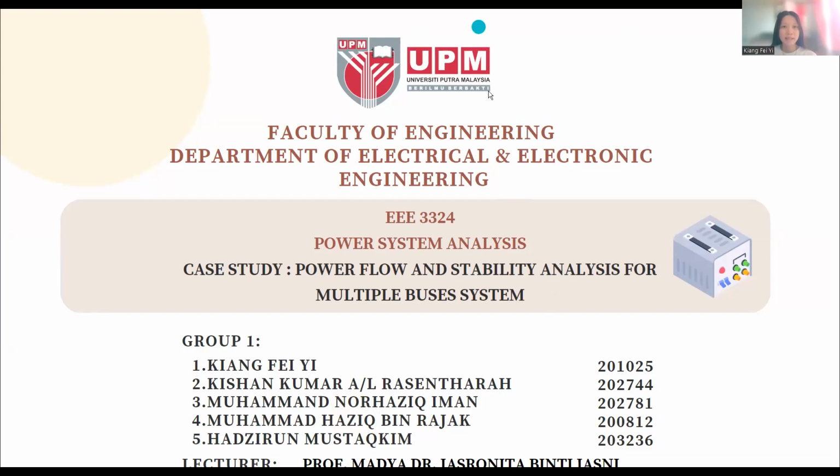So my name is Kian PE and my matrix number is 201025. My name is Muhammad Hazib bin Raja, and my matrix number is 200812. Sorry, my name is Muhammad Noaz Iman. My matrix number is 202781. My name is Hazirul Mustaqim. My matrix number is 203236. And my name is Kishan Kumar and my matrix number is 202744.